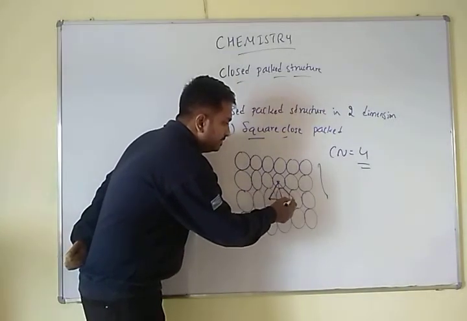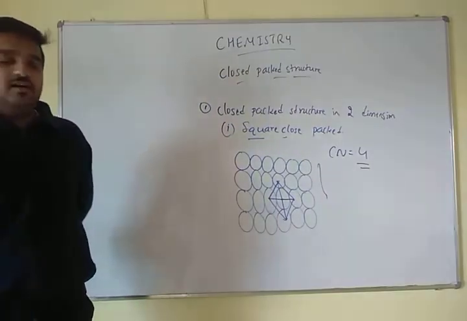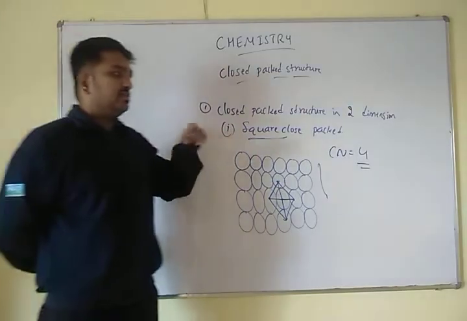Clear? So why we have got this name, square close packed? If you just join the centers of the neighboring spheres, you will get a square shape. Clear? So we have got this name square close packed, with the coordination number 4.